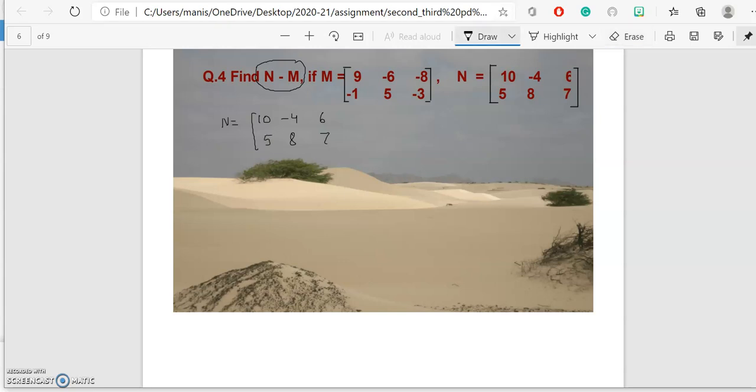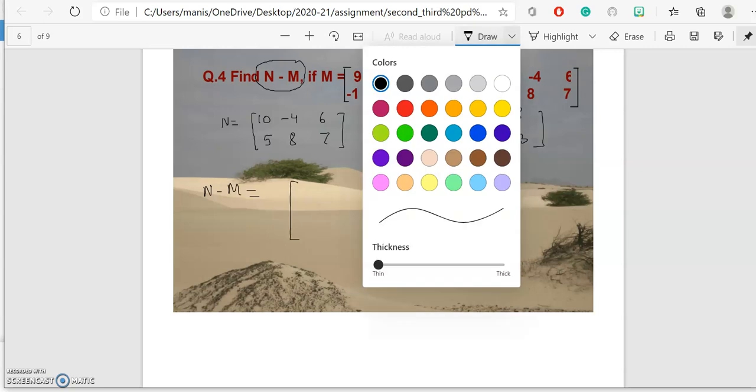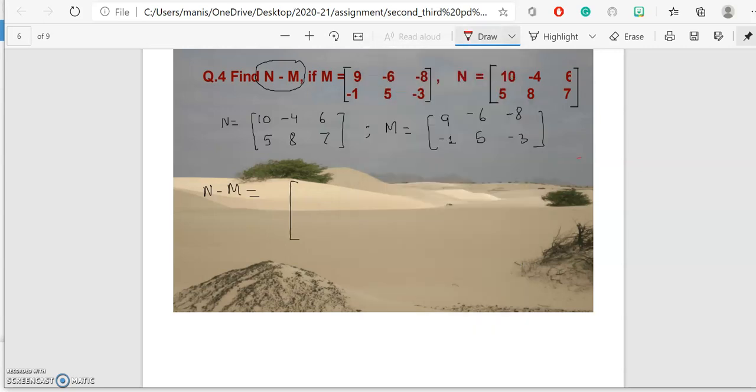If you did not pay attention to the question, then you will end up with the wrong answer. M is this: 9, negative 1, negative 6, 5, negative 8, negative 3. Now the question says n minus m. Okay. Step number 1, we will find the order of the two matrices. If orders are the same, we proceed.